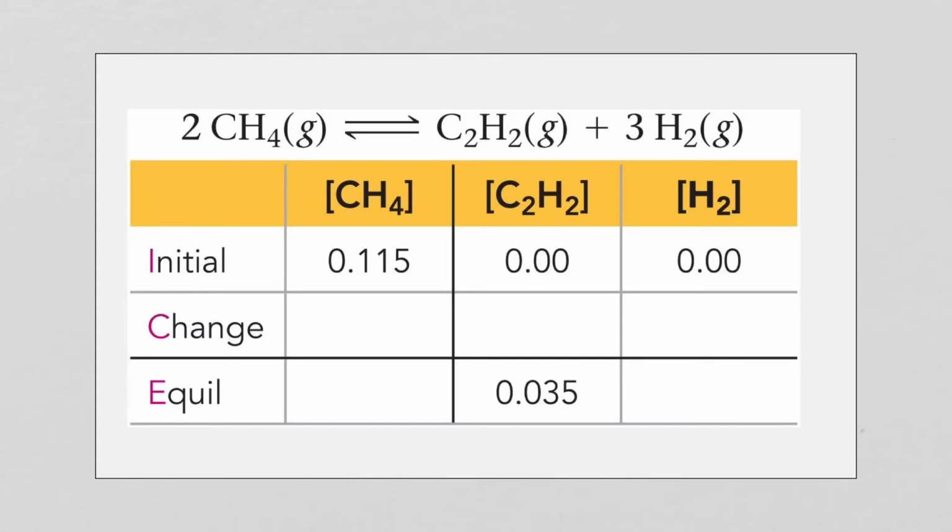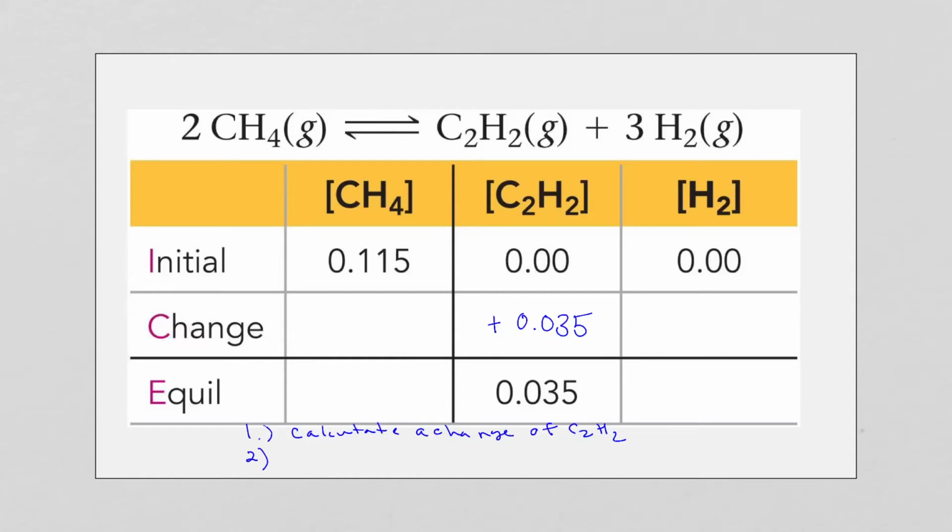So we go through the same approach. The first thing we do here is we calculate a change. In this case, it would be of C2H2, the one that we know both of. So we know this went from 0 to 0.035. So this went up by 0.035.